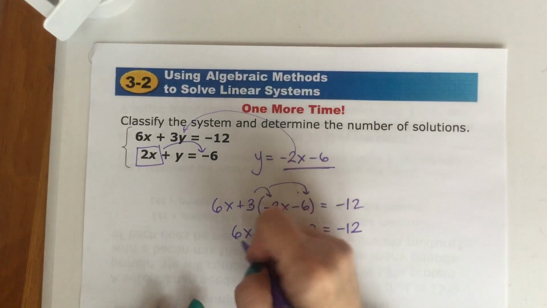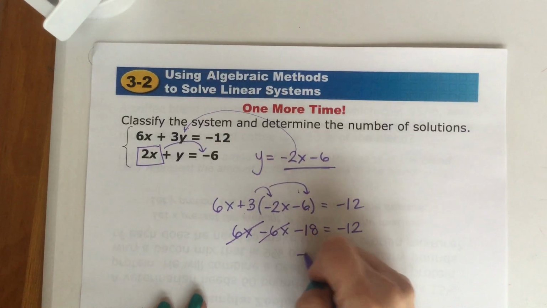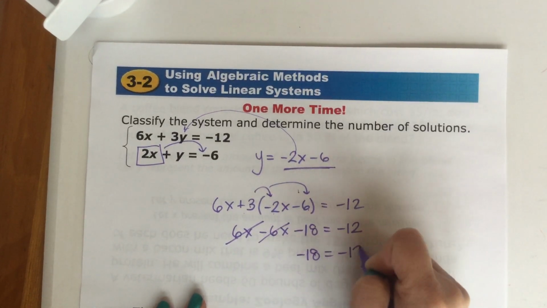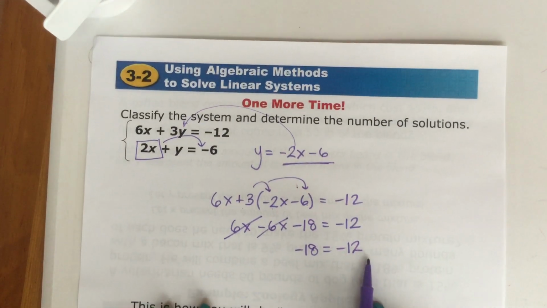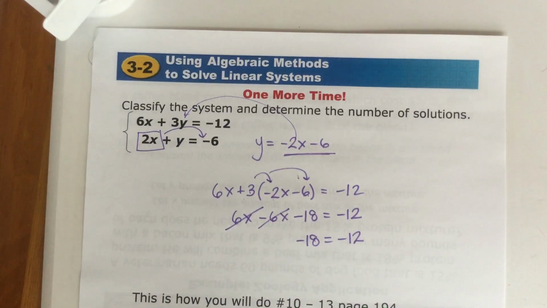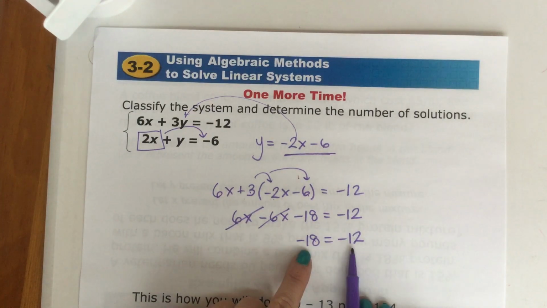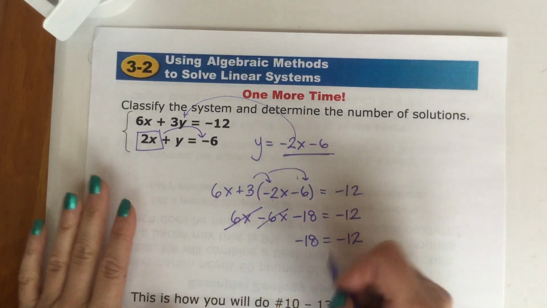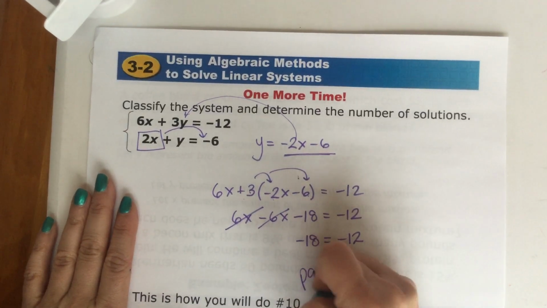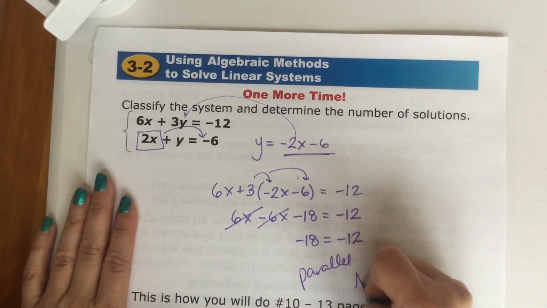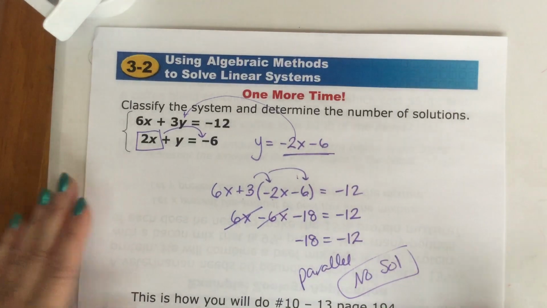Positive 6, negative 6 cancels. So what I have left is negative 18 equals a negative 12. So at this point, you know it's either parallel or the same. I know that because the letters canceled. When does negative 18 equal negative 12? Well, never. So that means that these lines will never touch. So they are parallel lines, which means that they have no solution.